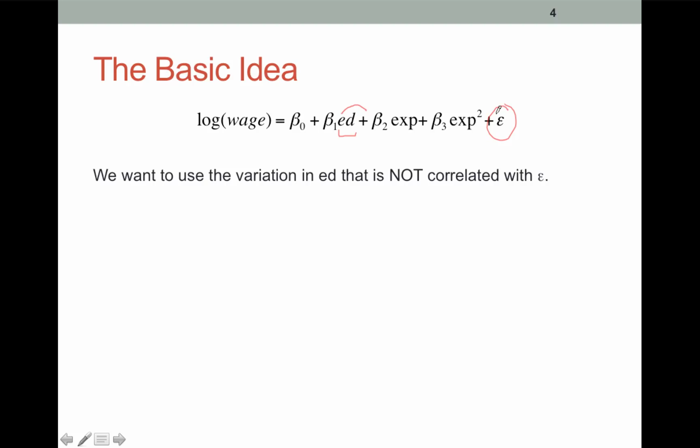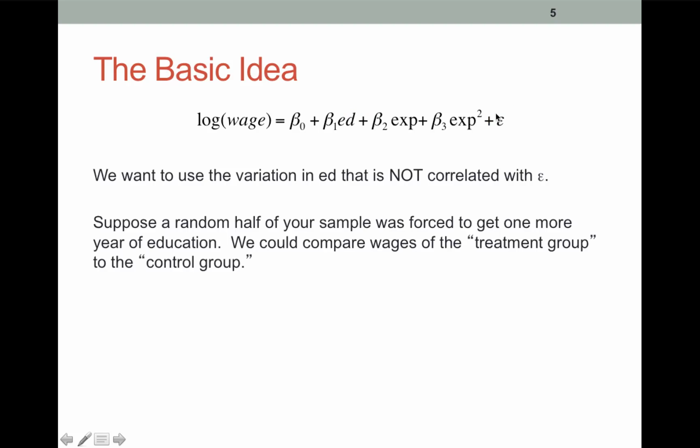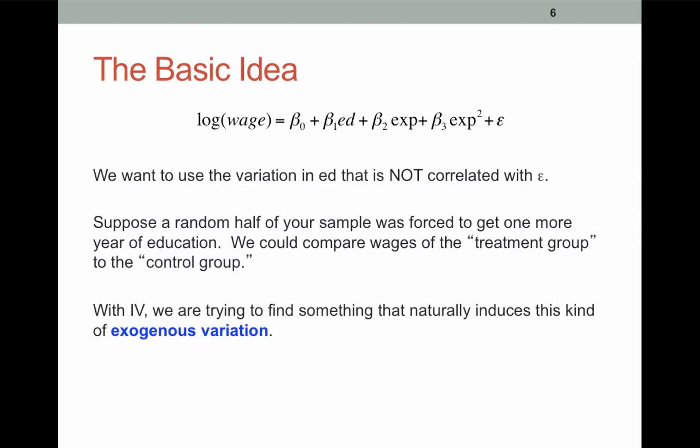One way to do this would be to run an experiment. Suppose we took a random half of your sample and we forced them to get exactly one more year of education. Well, we could compare the wages of that treatment group to the control group, and the difference is going to be the effect of a year of education on wages. With IV, we're trying to find something that naturally induces this kind of exogenous variation.